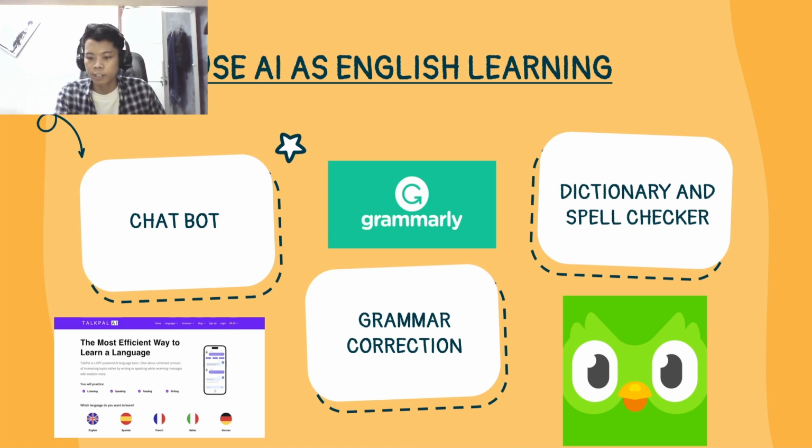Next, how to use AI for English learning. Here are examples of how to learn using AI. First, we have chatbot. For example, Talkbot AI, to learn English. This is how to use AI for learning English. First, we have chatbot.